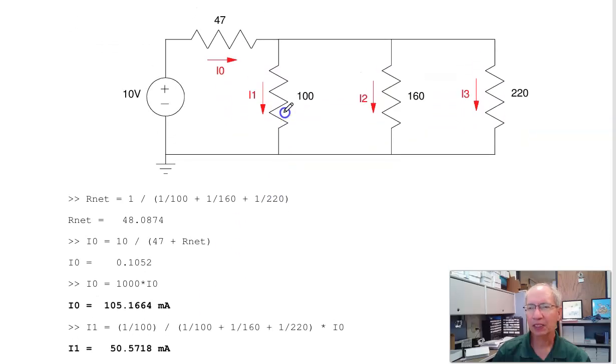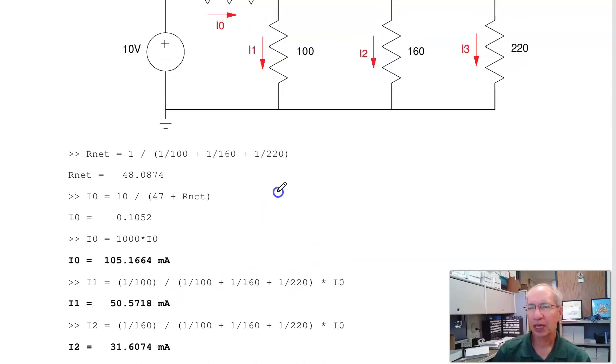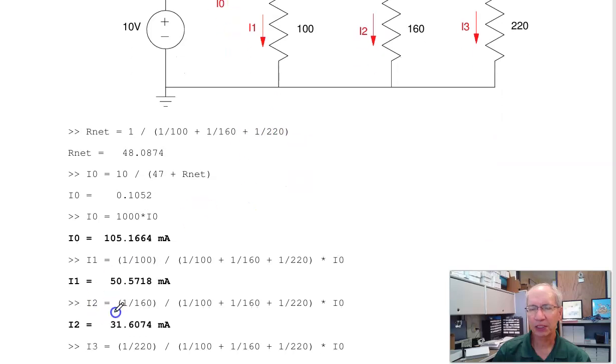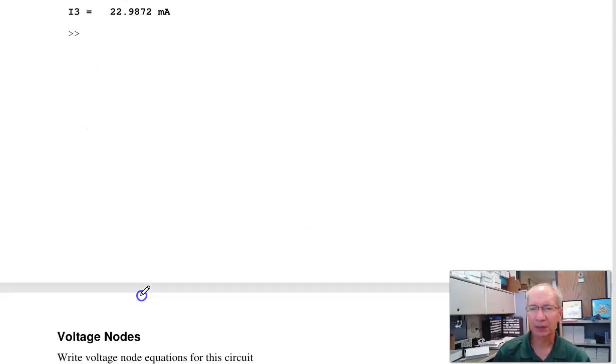I1 then is the admittance, 1 over the resistance of what I'm measuring, divided by the total admittance. That percentage of I0, 50 milliamps. At I2, it's 1 over 160 over the sum of the admittances, 31 milliamps. And I3, 1 over its resistance over the total, 22 milliamps. That's current division.